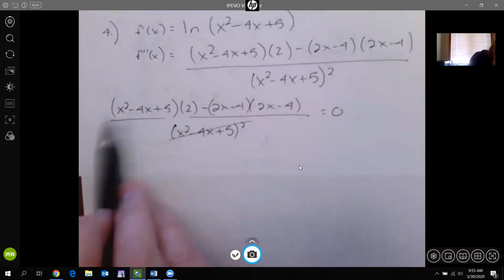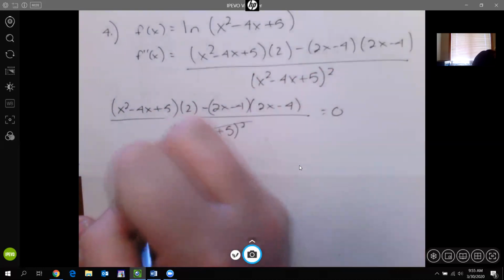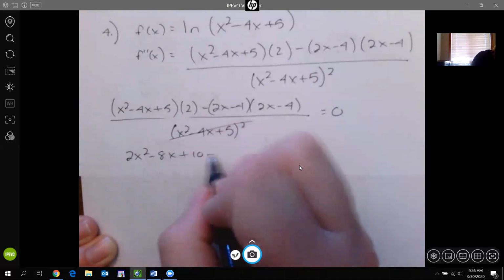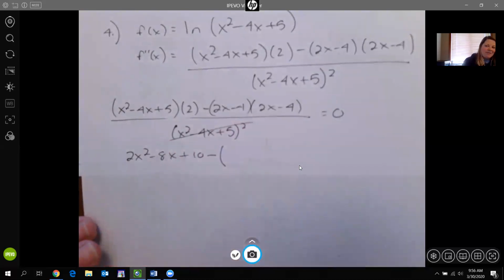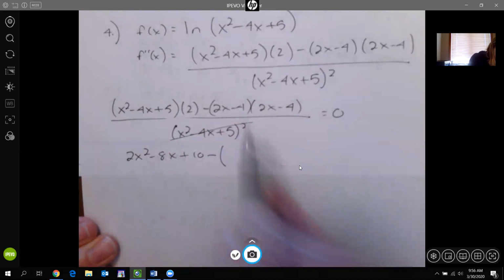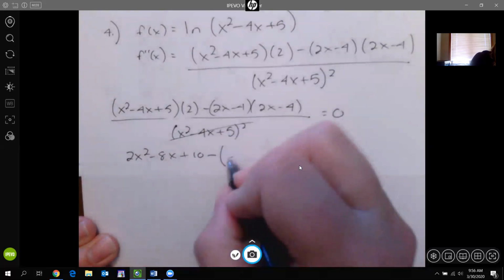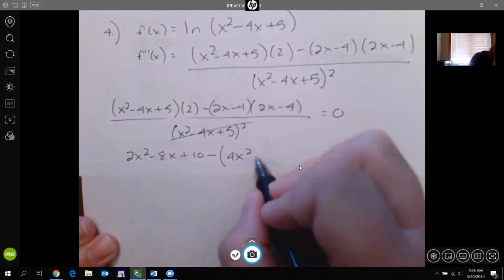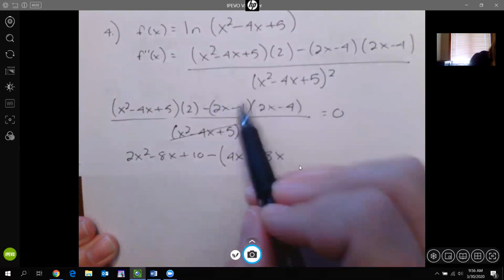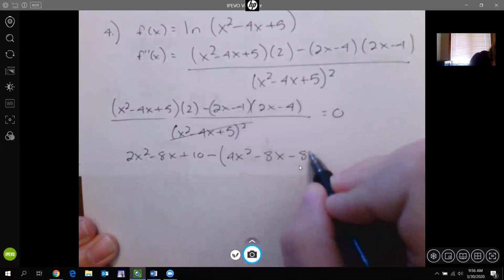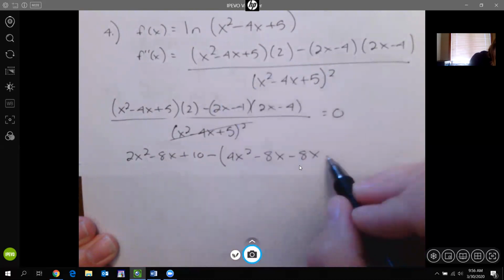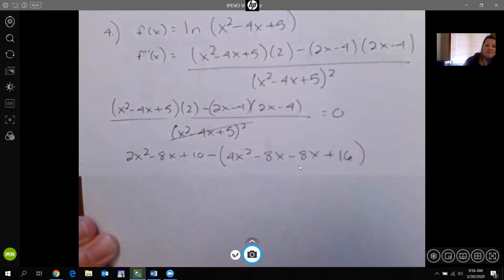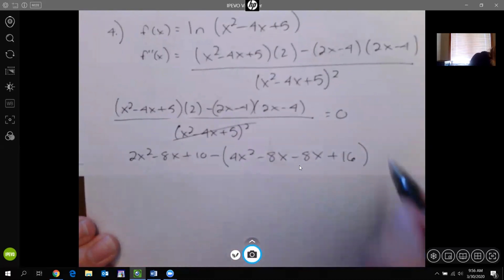So I'm going to multiply the 2 throughout, and I get 2x squared minus 8x plus 10 minus this entire thing. So I'm going to add a parenthesis, and I'm going to simplify here. 2x times 2x is 4x squared. 2x times negative 4 is a negative 8x. Negative 4 times 2x is a negative 8x. Negative 4 times negative 4 is a positive 16. Okay, where does that equal 0?